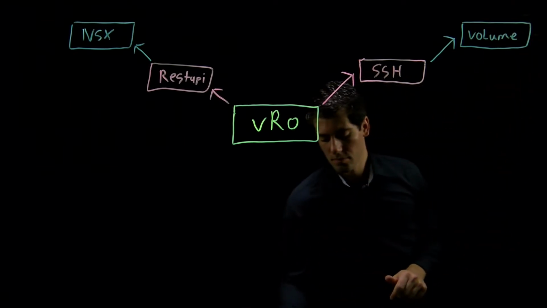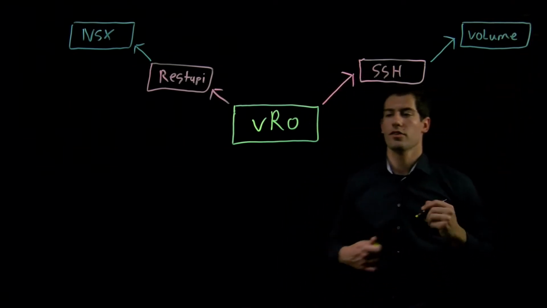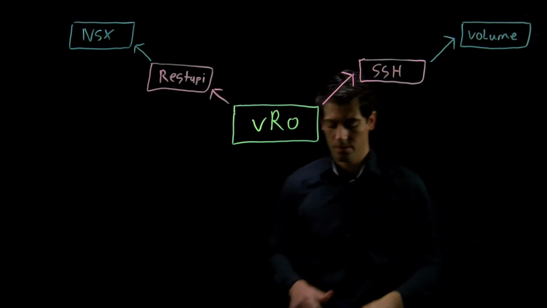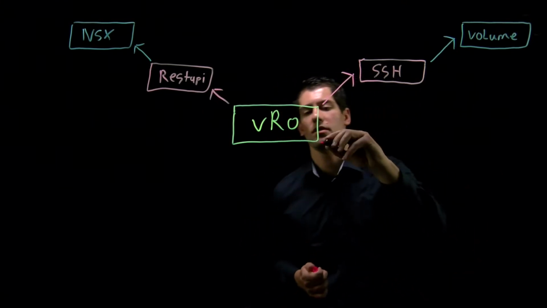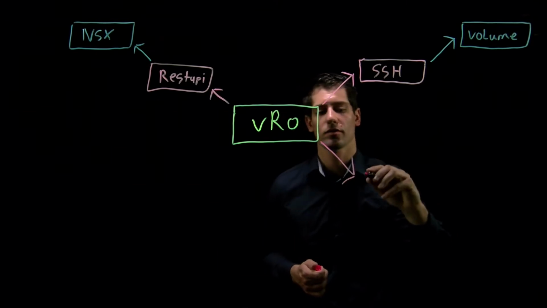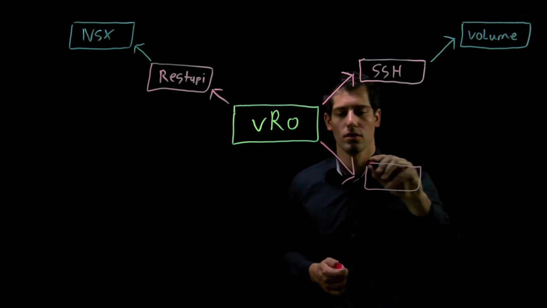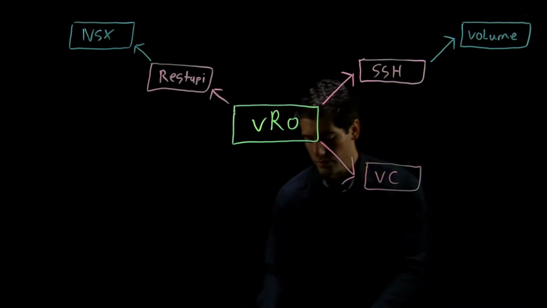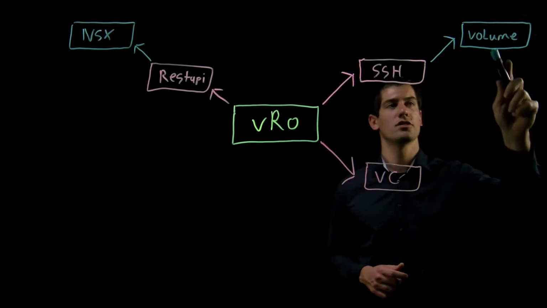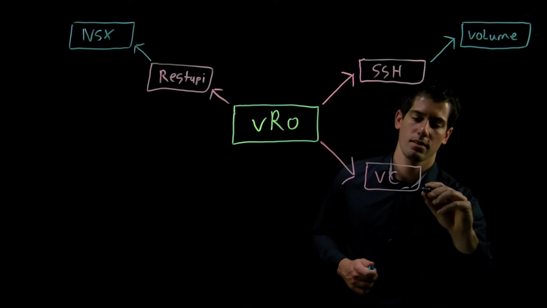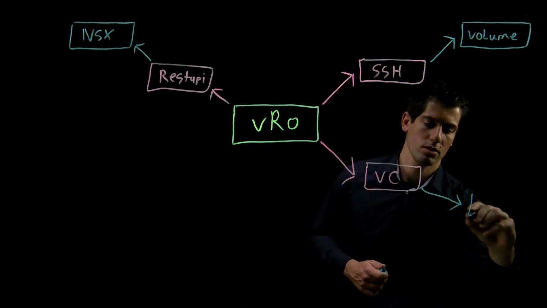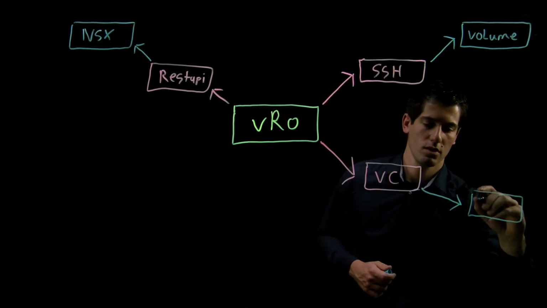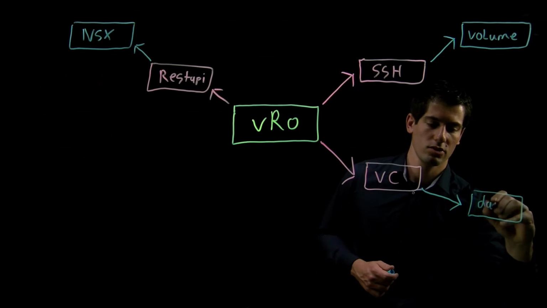Next up is VMware vCenter. VMware vCenter is a product that has a very deep integration with vRealize, because they're both, of course, from VMware. At first, what we're going to do is use the new volume that we created. So we're going to provision the volume. So let's say create a new data store.